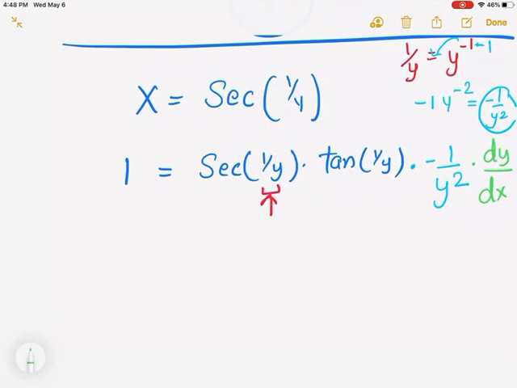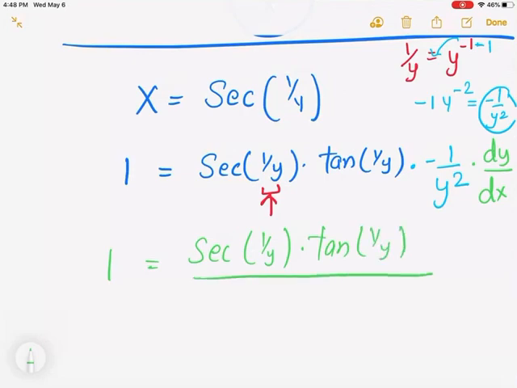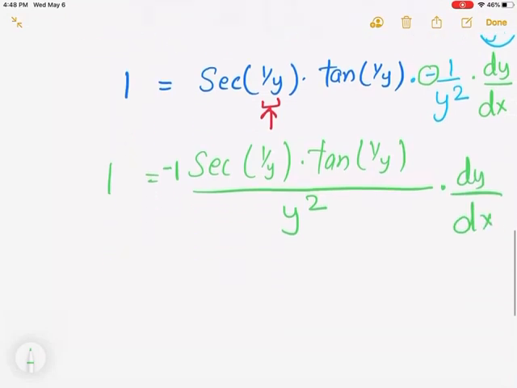Almost there. Now you just have to solve this equation for dy over dx. So let's just rewrite this first. So this is secant 1 over y, tangent 1 over y, and if I multiply together and put y squared here, there's a negative 1 here. The negative comes from this one here. And at the end, there's dy over dx. I just rewrote the last step.